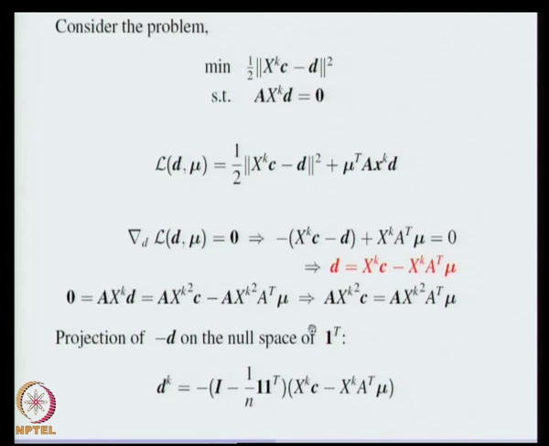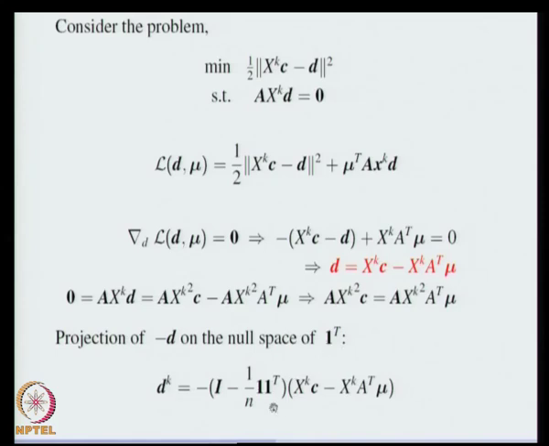So, if we take the projection of minus d on the null space of 1 transpose, this is the projection matrix I minus 1 by n 1 1 transpose, where 1 is a vector of all 1s, into the direction xkc minus xk transpose mu, where mu is obtained using this. So, first we obtain mu, plug in that value of mu here, and we get the projection of minus d on the null space of 1 transpose.